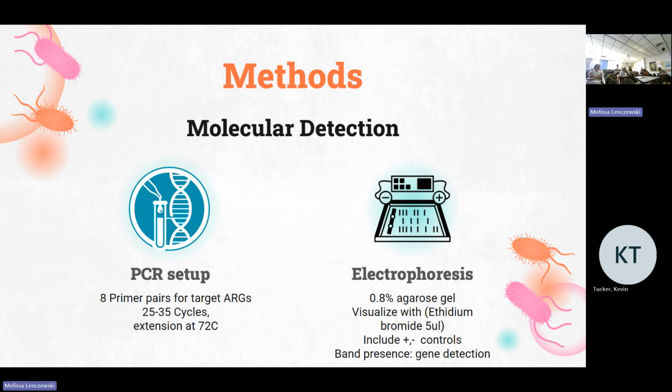Moreover, for molecular detection, we will use PCR, for those unfamiliar, which stands for polymerase chain reaction, and the main goal is to exponentially amplify a specific region of DNA. This is useful for us because we are targeting genes, which are specific regions of DNA that we know are associated with mechanisms that allow bacteria to resist antibiotics. So we will use 8 primer pairs for our target genes and around 25 to 35 samples, which is common practice. And we use Taq polymerase enzymes to extend them at 72 degrees Celsius.